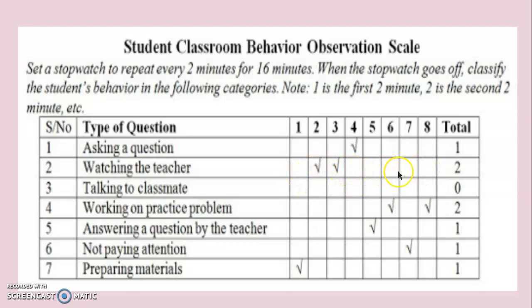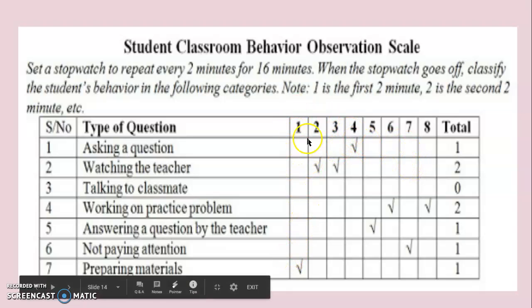This is a repeated observation. That's why they have put 1, 2, 3, 4, 5. Like every 2 minutes they have made one column. So if you are going to conduct a one time checklist, you can make one column.